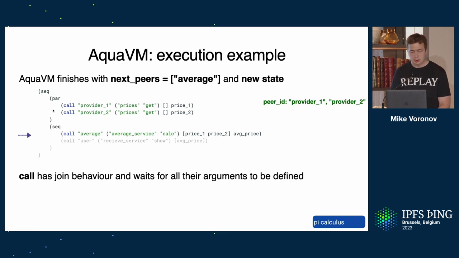And then the execution on provider one falls into this call instruction. This call instruction should call the average service on a peer called average. And this peer ID is not provider one or provider two. Then in the next peers there will be average, and a new state. And it's the same for provider two.